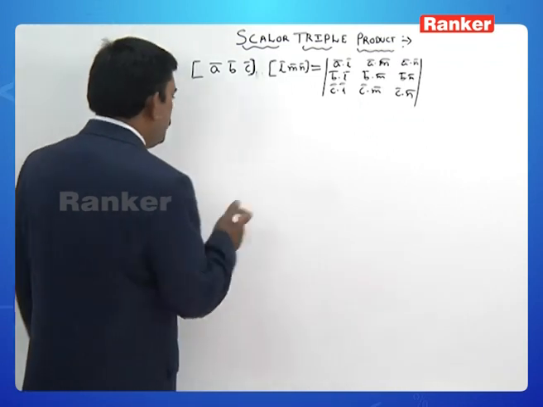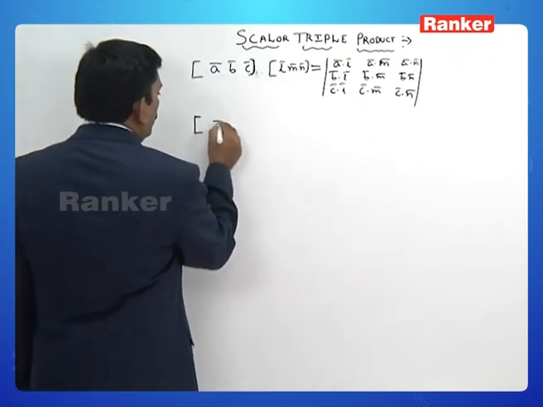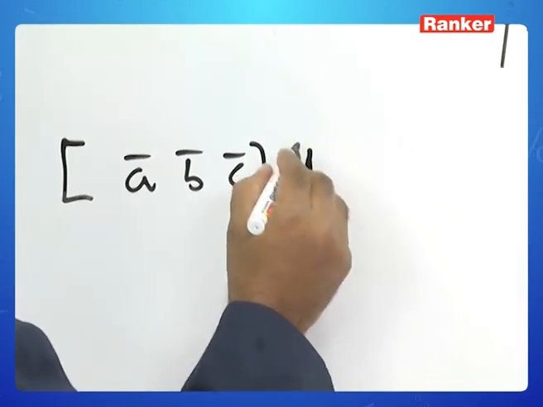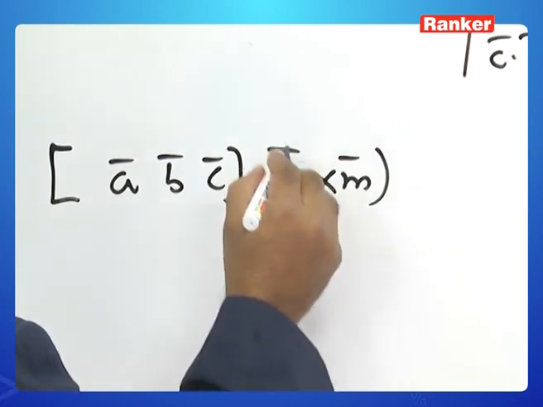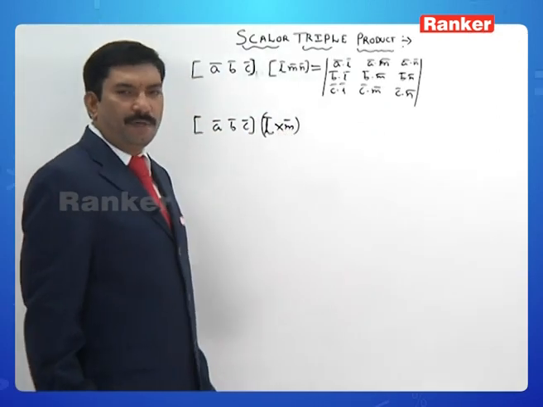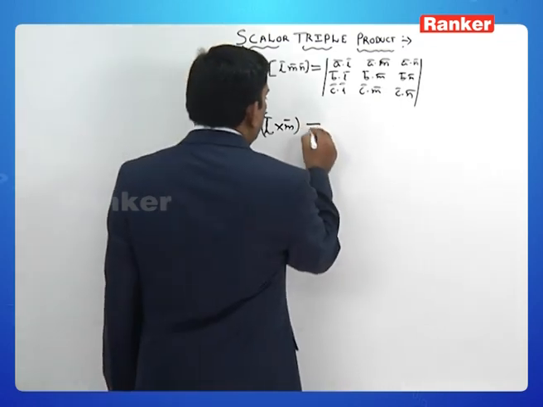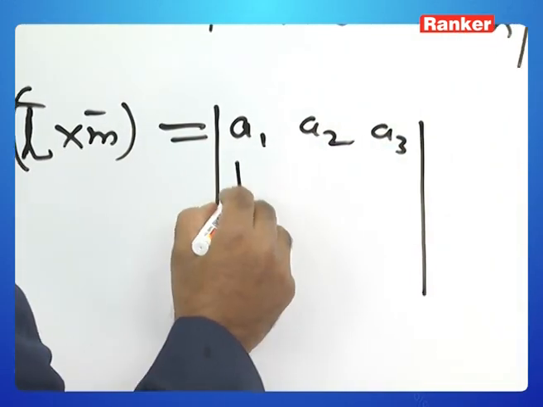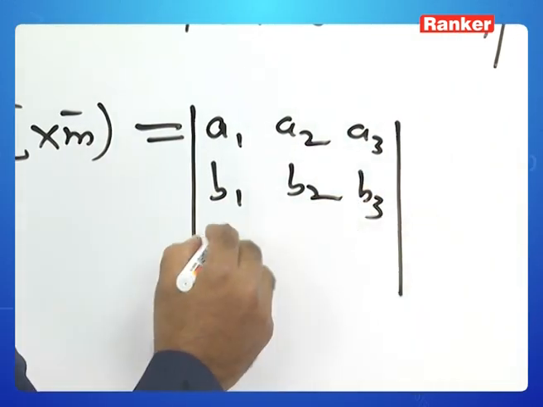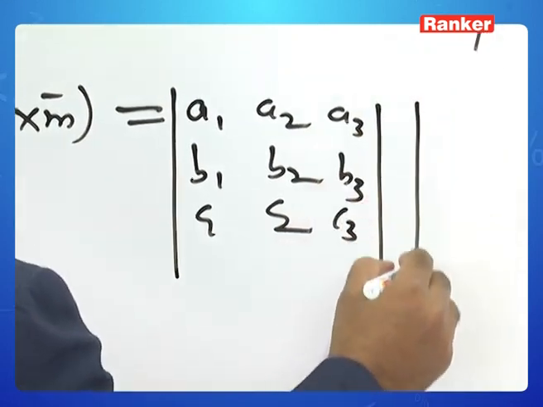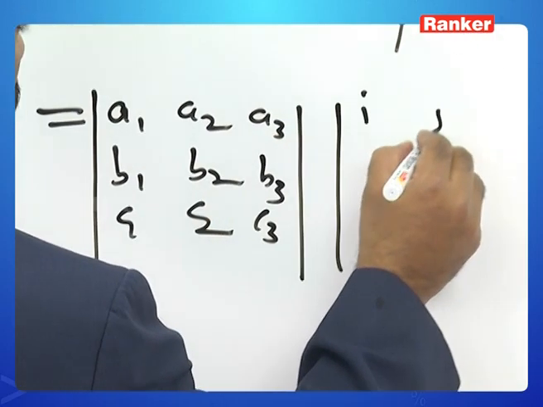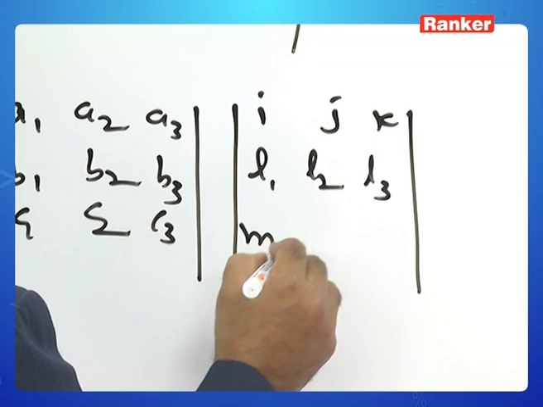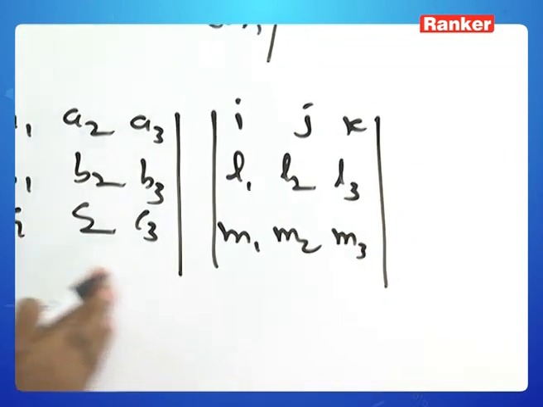Now let us discuss box of A bar, B bar, C bar into L bar cross M bar. I can take this one as the determinant with rows A1, A2, A3; B1, B2, B3; C1, C2, C3, multiplied with the determinant of L cross M: i, j, k; L1, L2, L3; M1, M2, M3, followed.